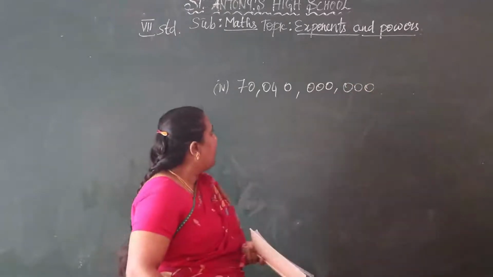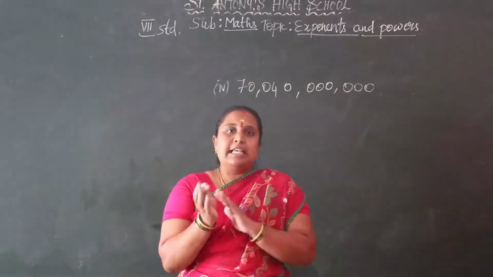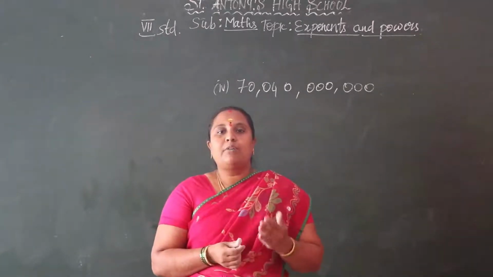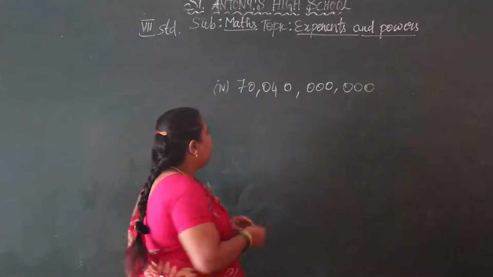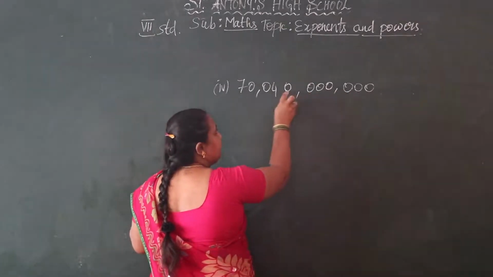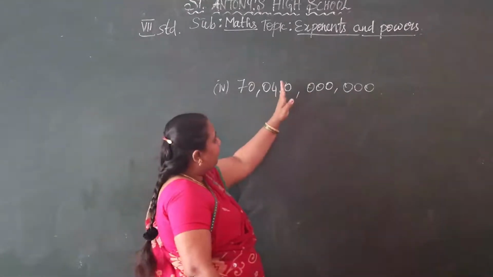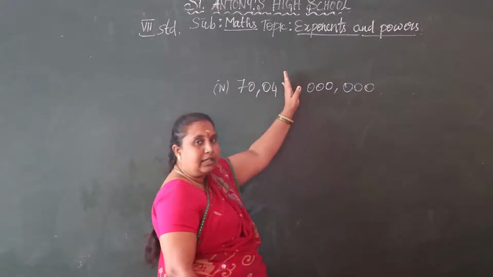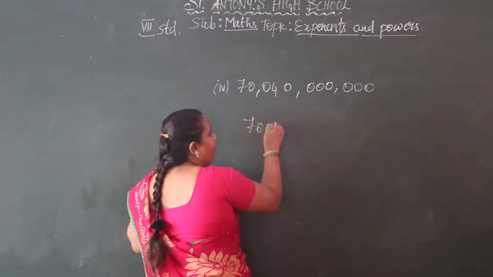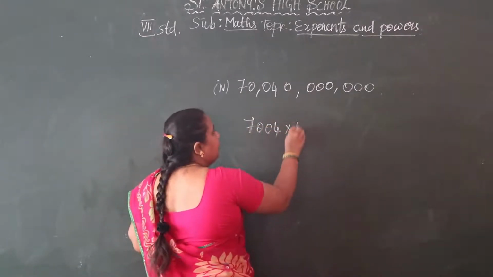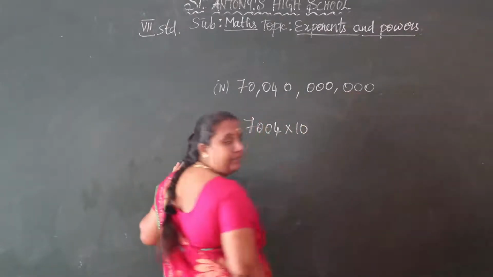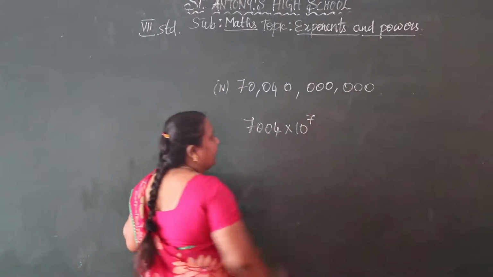Here we have to take the zeros too. Don't leave out the numbers; we have to include them in this. Here 1, 2, 3, 4, 5, 6, 7 zeros are there, after the number. So we write 10 to the power of 1, 2, 3, 4, 5, 6, 7. So 10 to the power of 7. We have to write it like this.